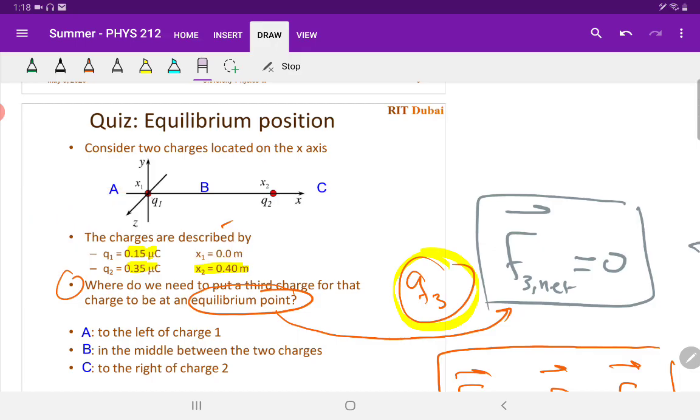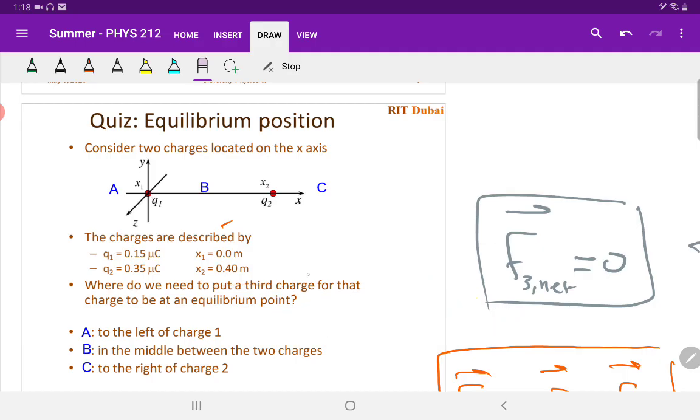Now, in order to do this, I'll go to the figure here and try to place Q3. First of all, I'll place it here, Q3, and we'll see what kind of interaction there is between Q1 and Q3. We know that Q1 is positive, and Q2 is positive.